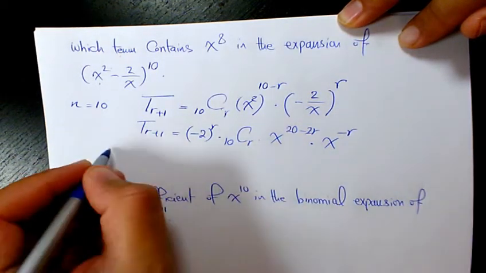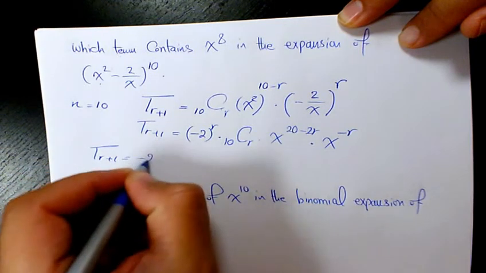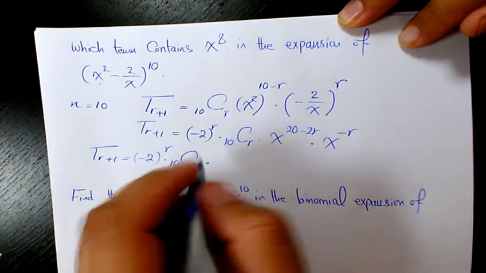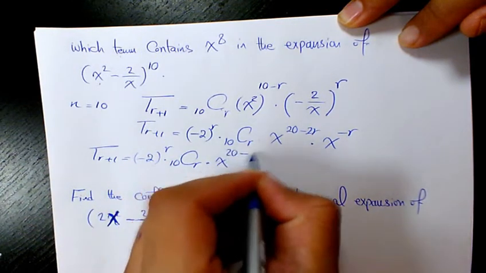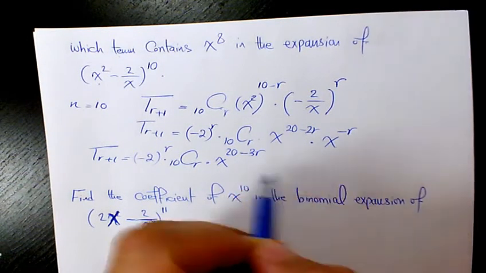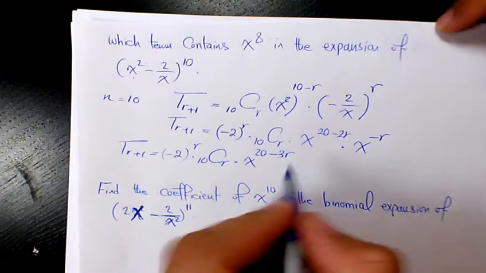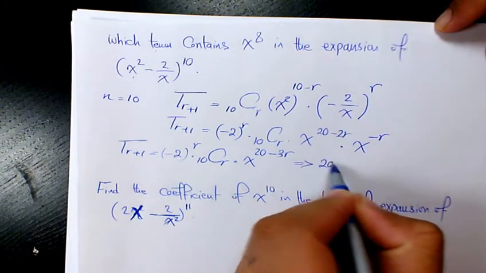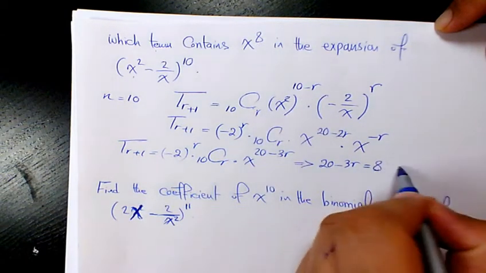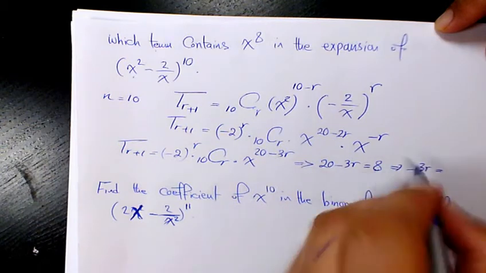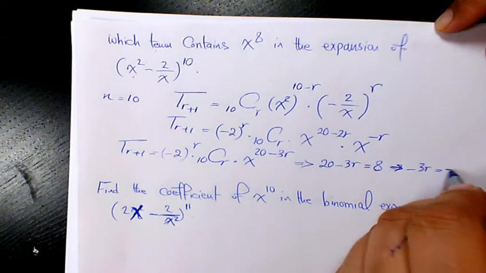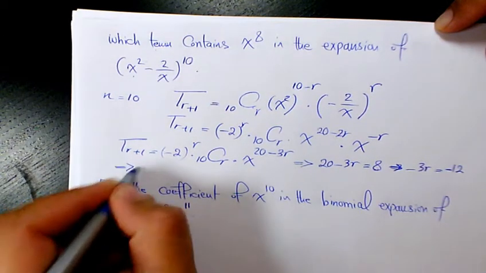Then T(r+1) is going to be negative 2 to the power of r, 10 Cr, x to the power of 20 minus 3r, because negative 2r and negative r is negative 3r. So it means that 20 minus 3r is 8 in this case. Therefore negative 3r is 8 minus 20, which is negative 12. Therefore r is 4.